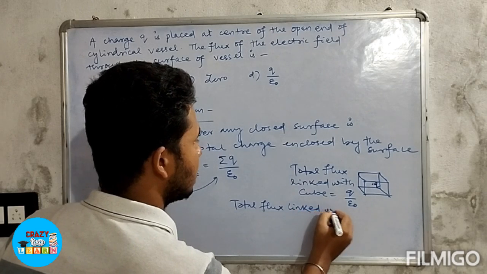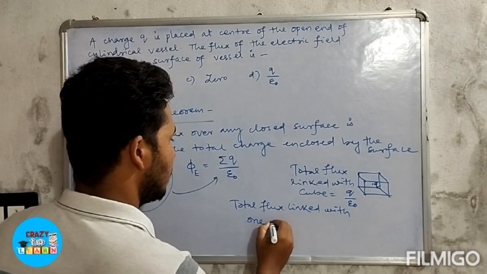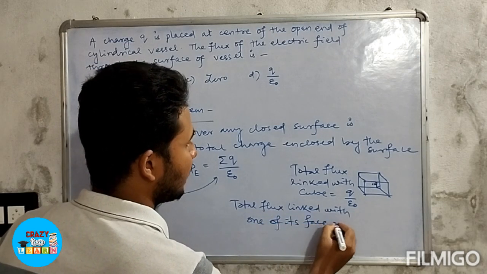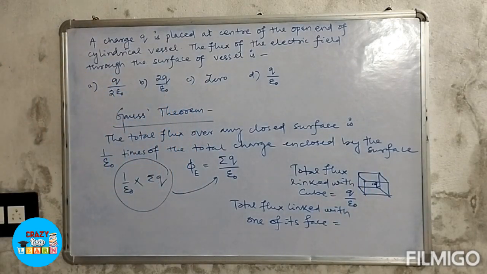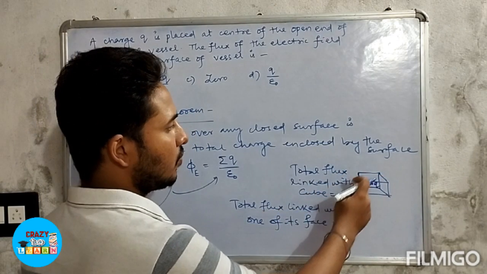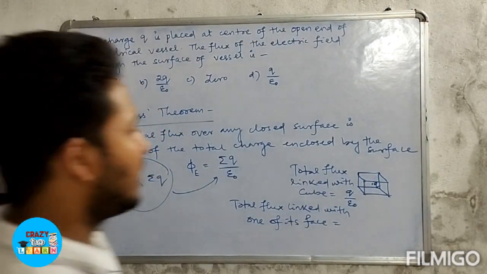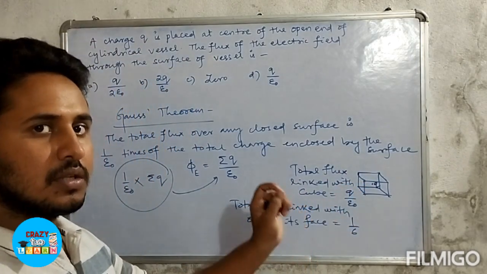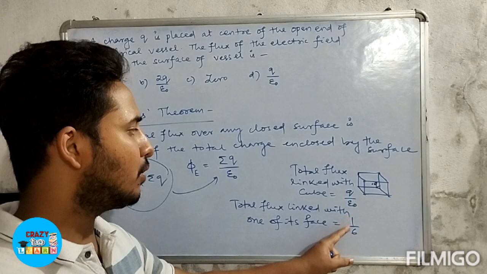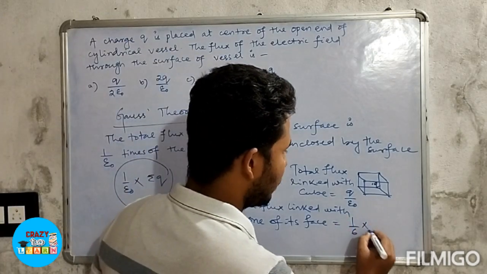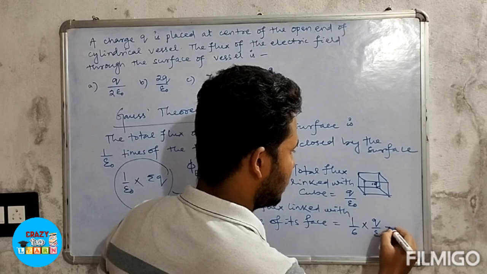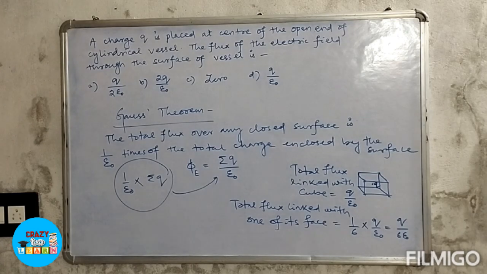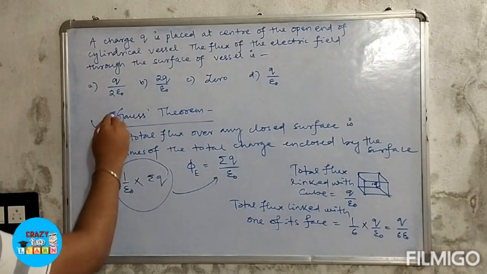But when it is asked for the total flux linked with one of its faces, how many faces are there for a cube? 6 faces are there, 1 2 3 4 5 6. So out of 6 faces we will take 1 face, so 1 by 6 times Q by epsilon naught, which is Q by 6 epsilon naught. Okay, this explains the Gauss theorem.